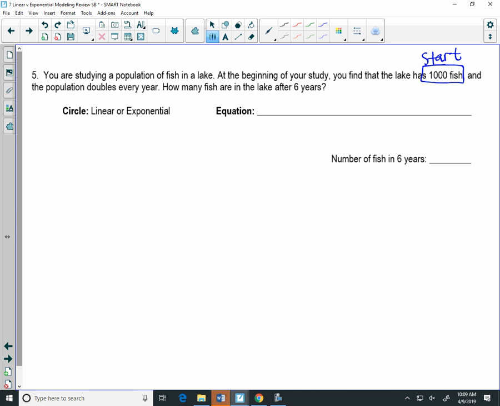And then we've got this word here, doubles. Doubles means that we're multiplying by what? Yeah, we're multiplying by 2. So we know that we're going to be using an exponential model. Let's go ahead and create our equation. Y equals blank times blank to the x power. Always turn it into a fill in the blank. We know that our starting value is 1,000. Our starting value goes right out front. And we are doubling every single year. So we've got 2 inside the parentheses. We're multiplying by 2 every year.